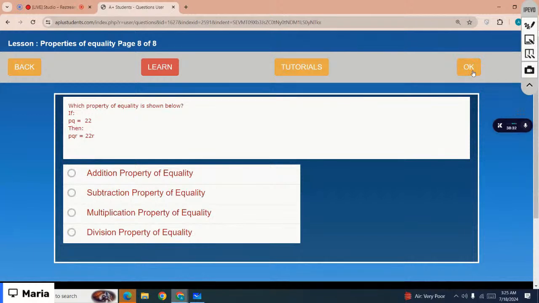Which property of equality is shown below? If PQ equals 22, then PQR equals 22 times R. Which is the correct option? We are multiplying by R on both sides, right? That would be the multiplication property of equality. Okay, we are done with the lesson actually.